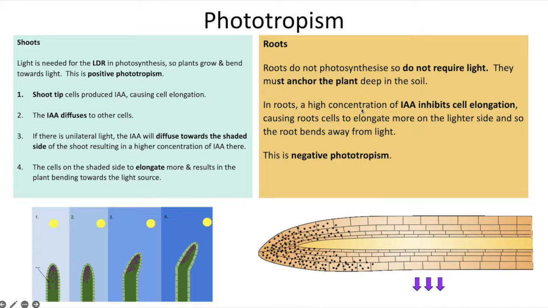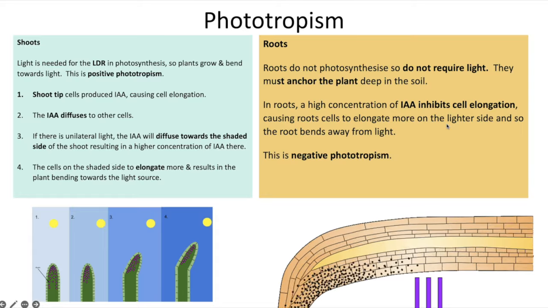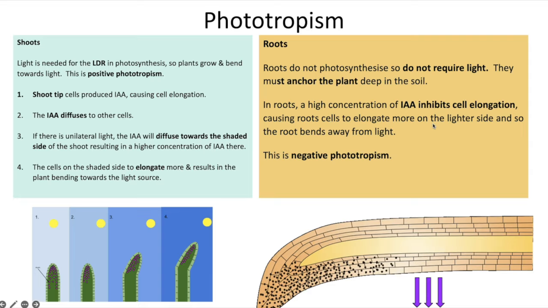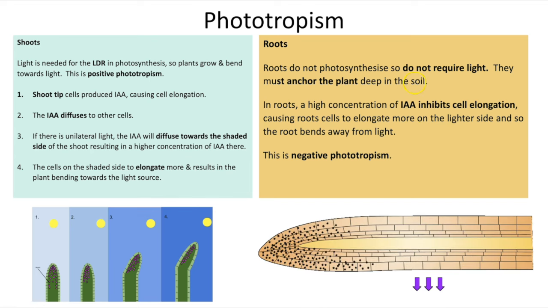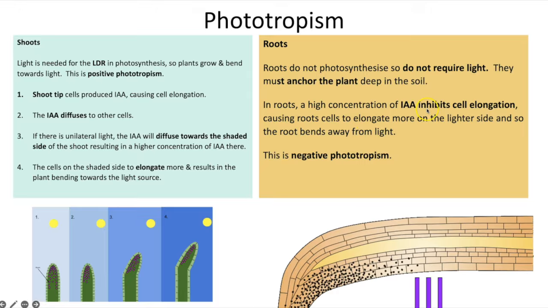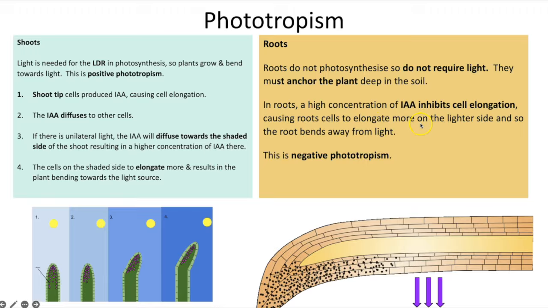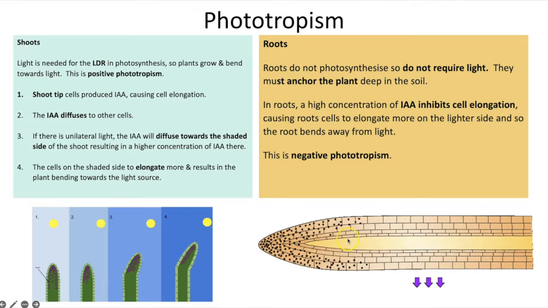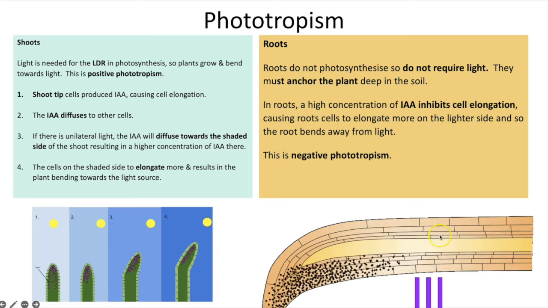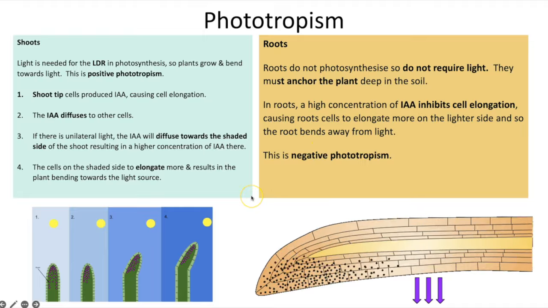Now, in the roots, we have the opposite effect. Roots do not photosynthesize, so they don't require light, but instead it's an advantage if the roots are deeper in the soil so they can anchor in, and also it helps to reach more water. So in roots, if there's a high concentration of IAA, it inhibits cell elongation, and that causes the root cells to elongate more on the lighter side, and so the root ends up bending away from the light source, which is what we can see here in this animation, and that is negative phototropism.